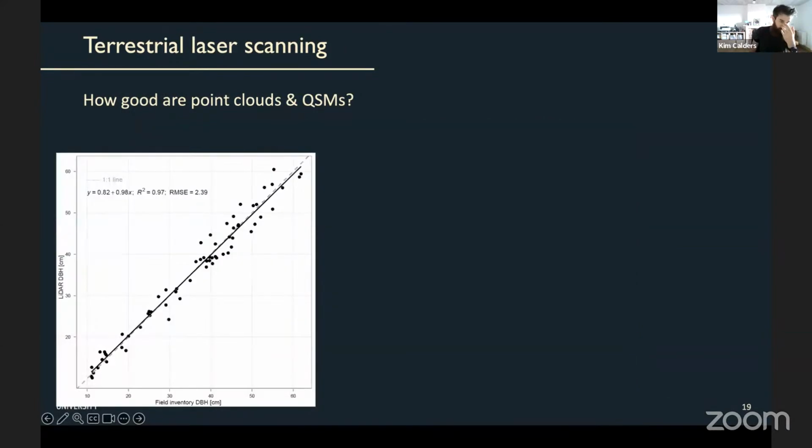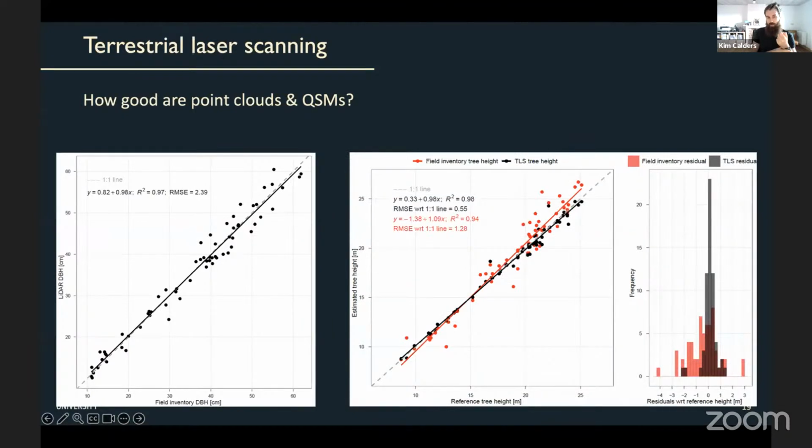So what did we learn from those measurements? Here, what you see on the x-axis is the field measured DBH, so the typical diameter measurement with a diameter tape. And we see the LiDAR measurements on the y-axis, and you can see very good agreement, an RMSE of only 2 centimeters, and quite a good match. And this is what we sort of expect. Of course, we can measure DBH quite well on a lot of trees just in the field, so no surprises there. But it gets quite interesting when we look at height.